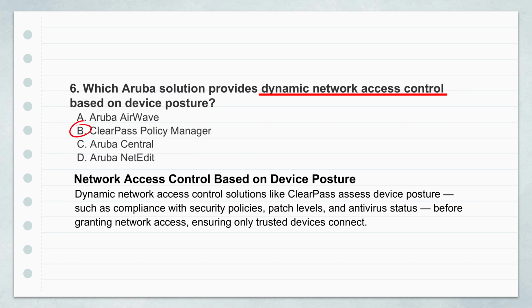So ClearPass can check things like, is the operating system updated? Is the antivirus running and current? Does it meet certain company compliance standards? Before it even lets the device fully onto the network. Wow, okay. So it inspects the device before granting access. Yes. And based on that check, it can apply different policies dynamically. Maybe a fully compliant work laptop gets full access, but a personal phone that's out of date gets only internet access, or maybe access to fewer resources.